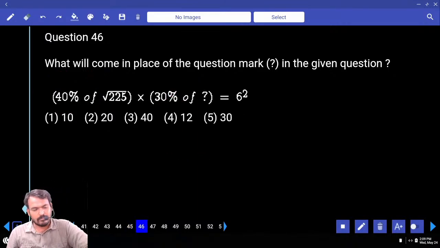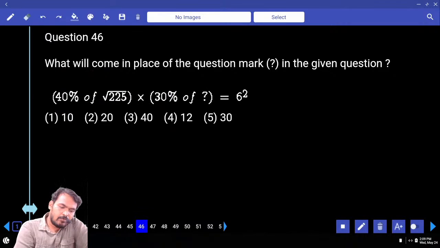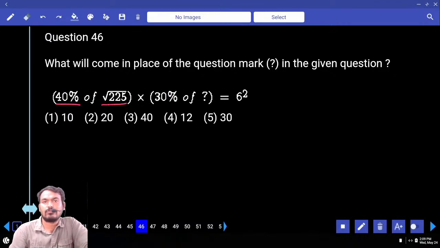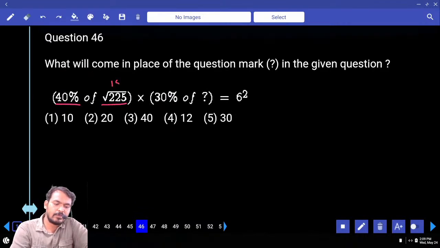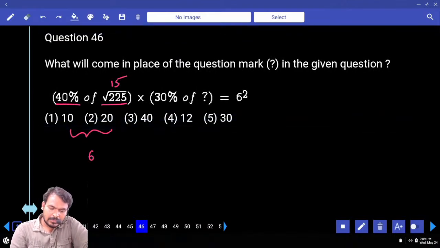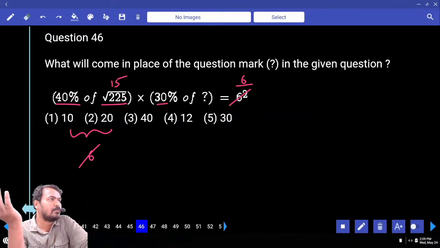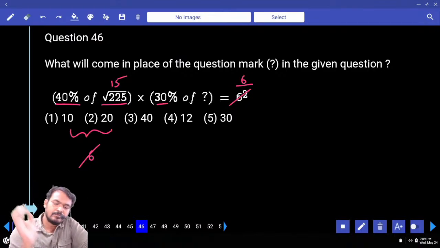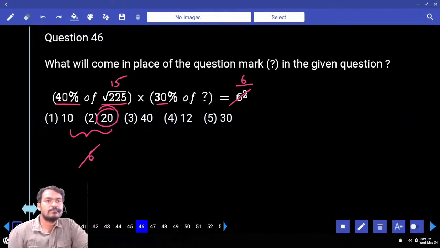Next question number 46. 40% of square root of 225. Square root of 225 means 15. 40% of 15, 6. 6 how many times? 6 square. 6 times or 30% value is how much? 6. 30% of 6 means 100%. 20 or not? 30% 6 means 100%. 20.